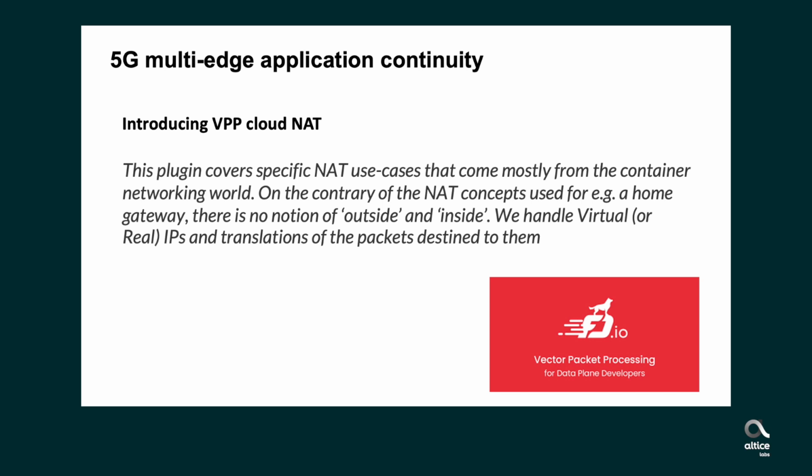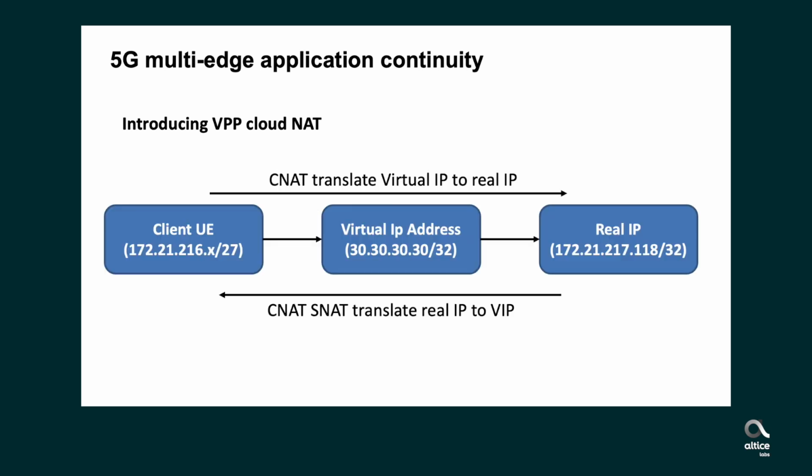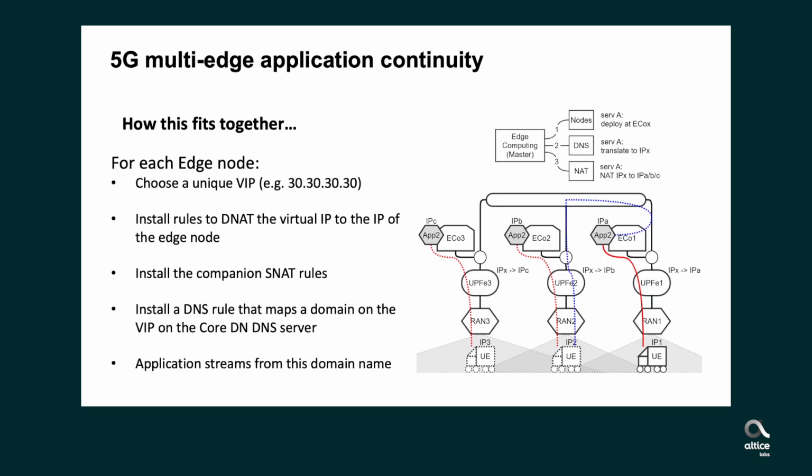To do that, we set up rules for that plugin in both edges for mapping the same virtual IP to two real IPs. Here we can see an example, where a client requests a virtual IP, and the traffic is translated to a real IP from that edge. We also have DNS rules to use a domain name that points to this virtual IP. The DNS server is provided to the user when he establishes the PDU session.